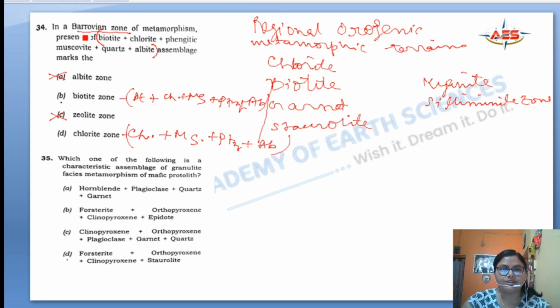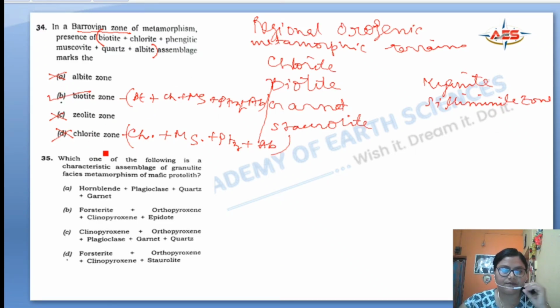So in the question it is given that the mineral assemblage is biotite, chlorite, phengitic muscovite, quartz and albite. What will the answer be then? It will be the biotite zone. Biotite does not occur in the chlorite zone, so the answer will be B for question 34. Okay, see, we have question number 35.